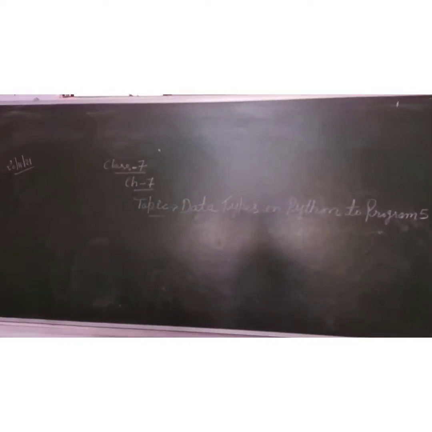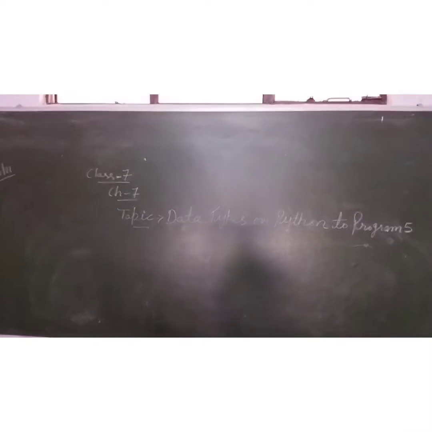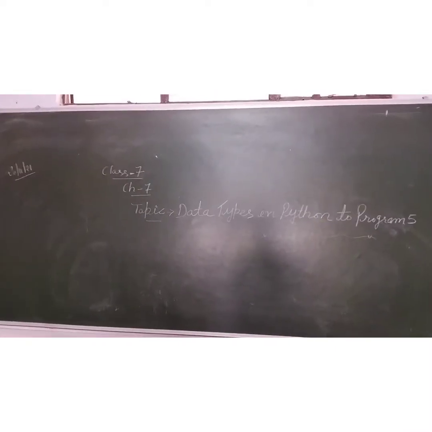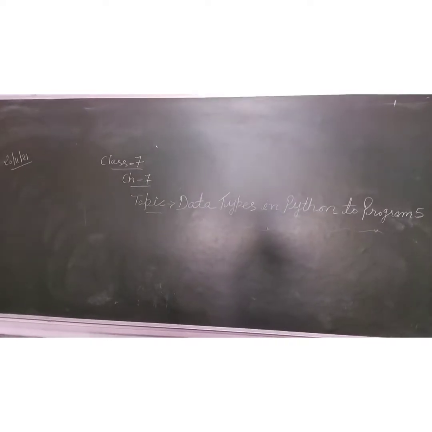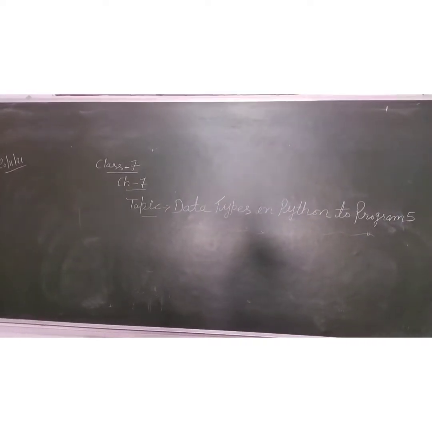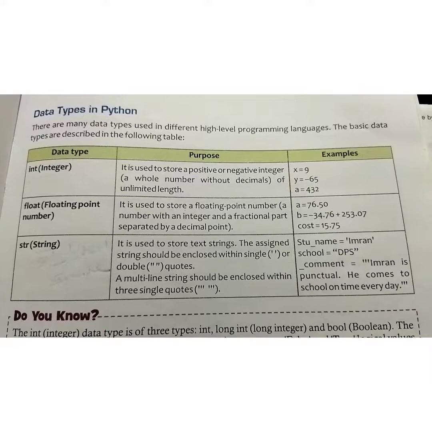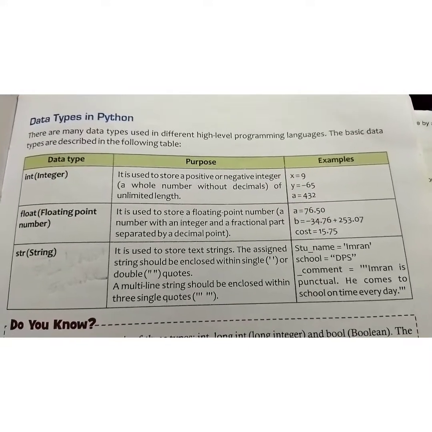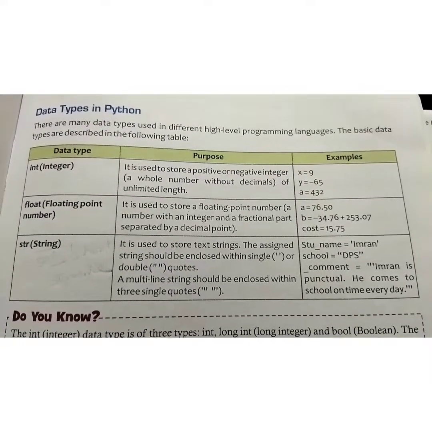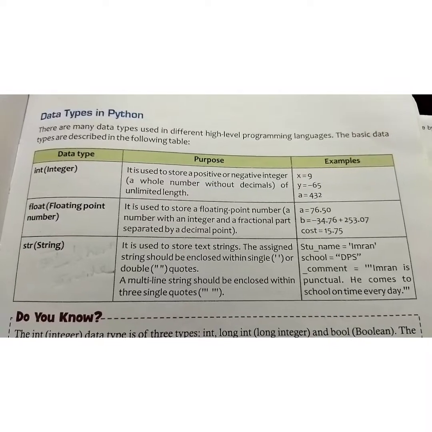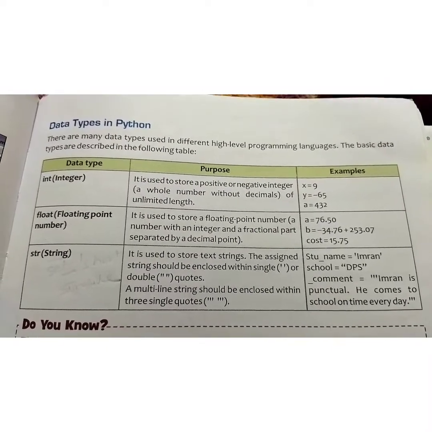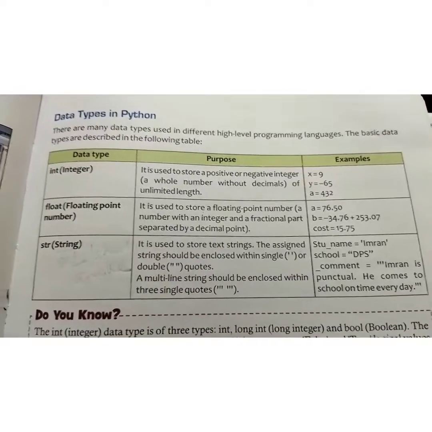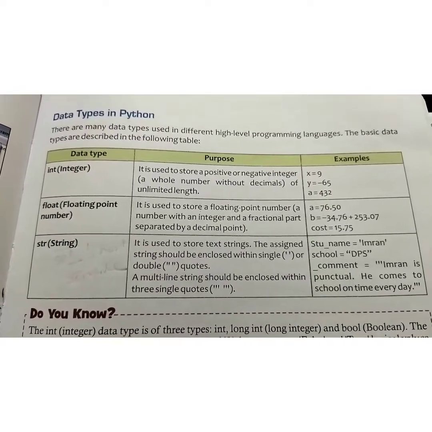So class 7, today we are going to start your new topic: data types in Python, program number 5. So let's start this topic. Last time we already completed Python and variables, and we completed that topic. So let's start today's topic, data types in Python.